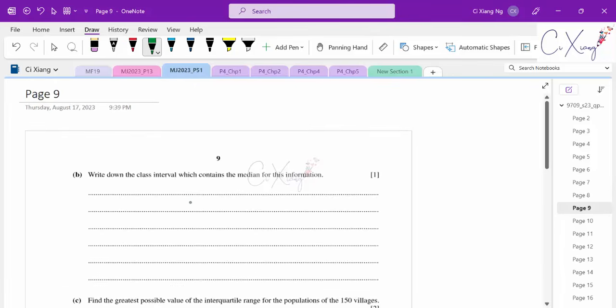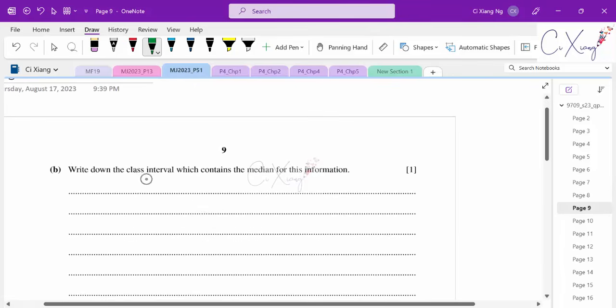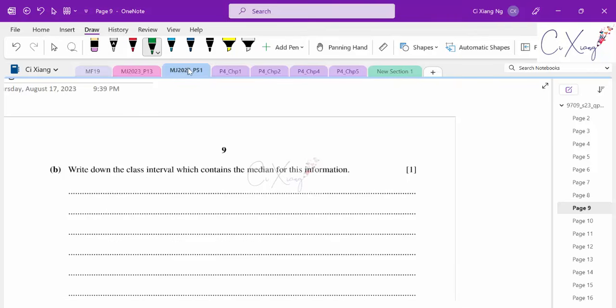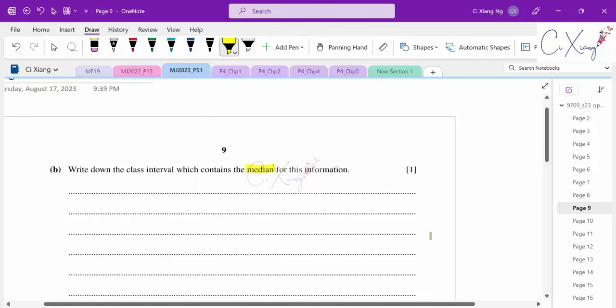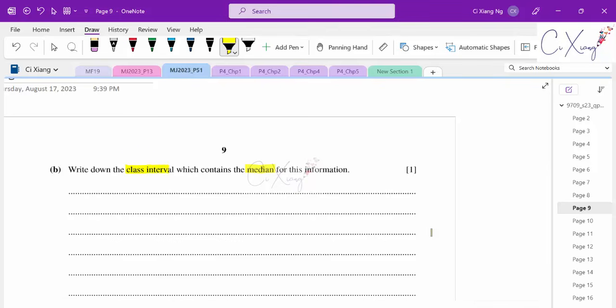Okay, so for part B, they want you to write down the class interval which contains the median for this information. Highlight the word median. We want to get the value for median. How can we get the value for median? But they're actually not asking for the median value. They're asking for the class interval only, the class interval which contains the median for this information.